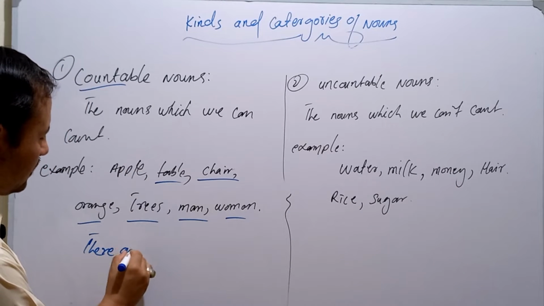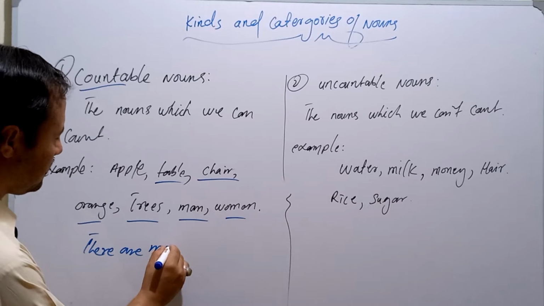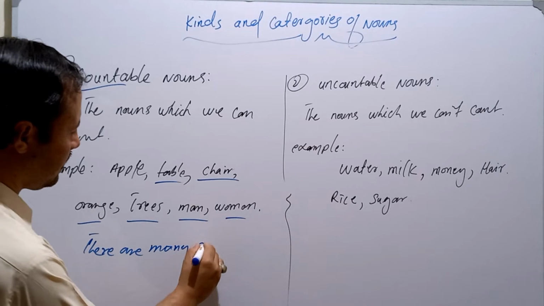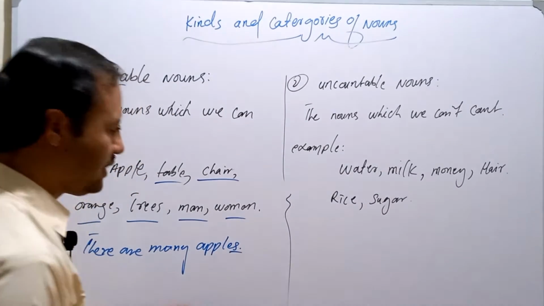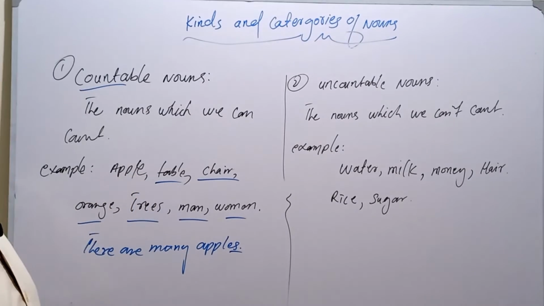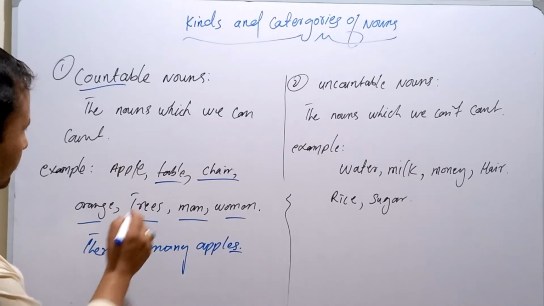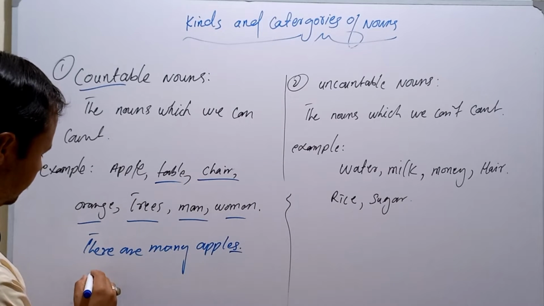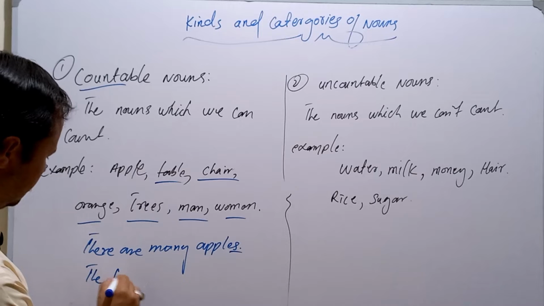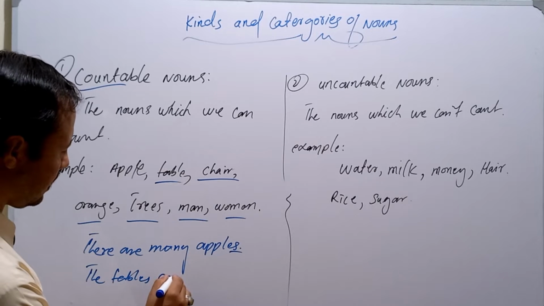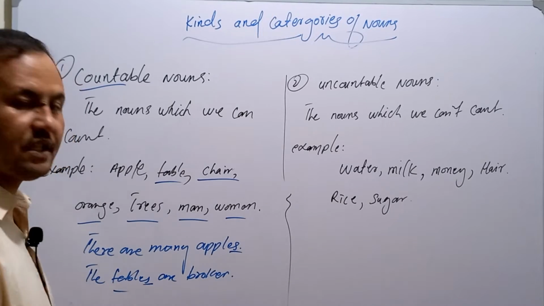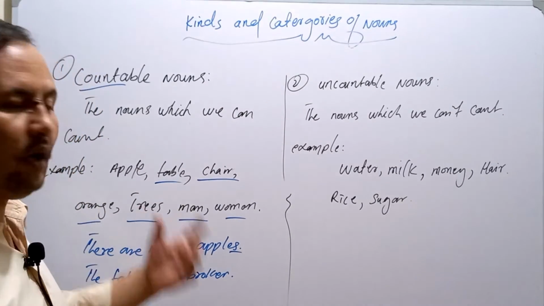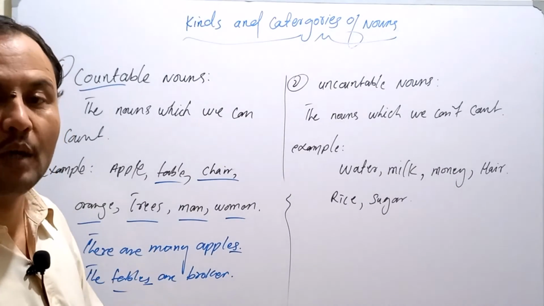Okay, there are many apples. We can make plural of the countable nouns. There are many apples in the basket, I should say. Or for example, table. The tables are broken. See, as we can add with them. The tables are broken. So these are called countable nouns. Countable nouns can be made plural form also.